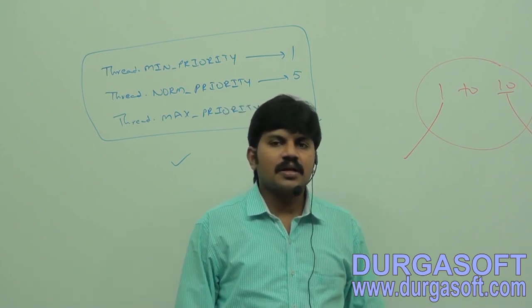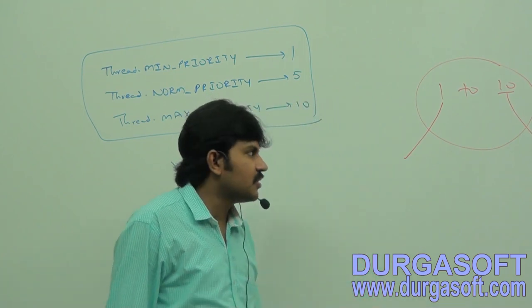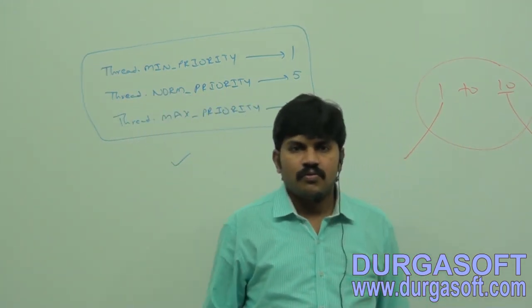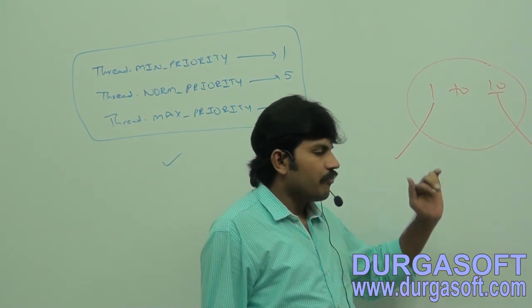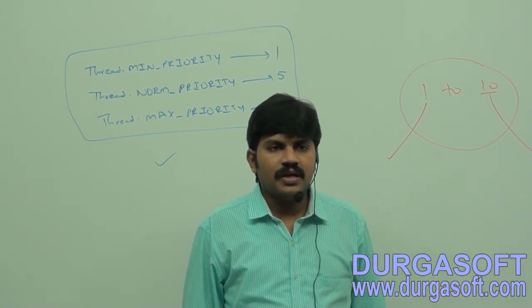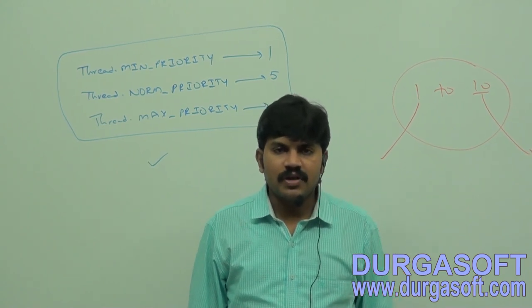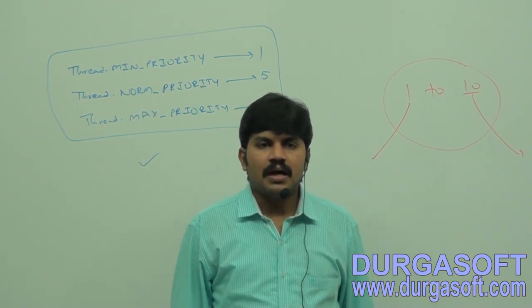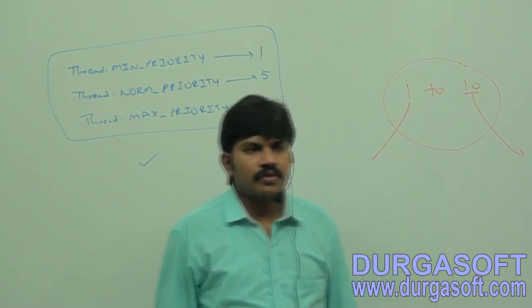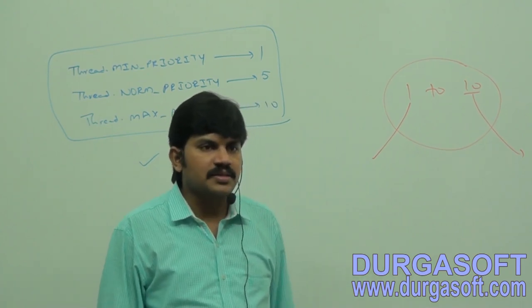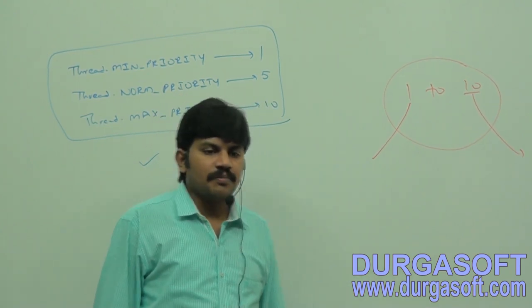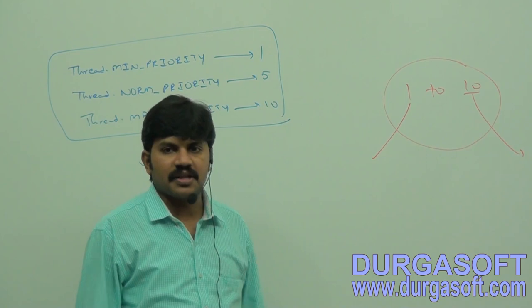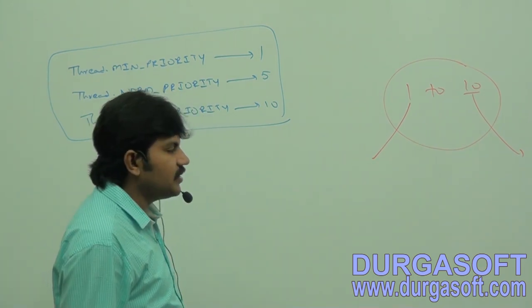Next, the valid range of thread priorities is 1 to 10, where 1 is min priority and 10 is max priority.